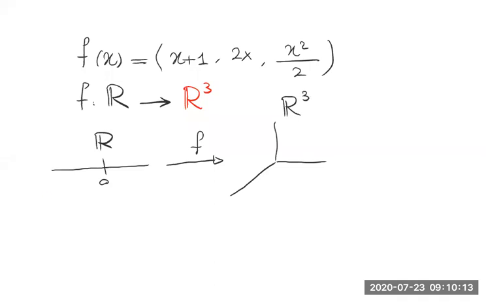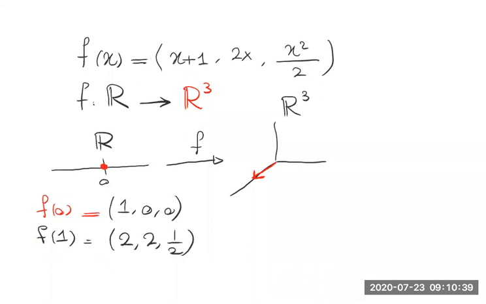So for example, f of 0 is 0 plus 1, which is 1, 2 times 0, and 0. So 0 goes to this vector. It sends 0 to that vector. What is f of 1? f of 1 is 1 plus 1, 2 times 1, and 1 over 2. So 1 goes to this vector. It goes right by 2, goes up by 1/2. So this vector is the image of 1.